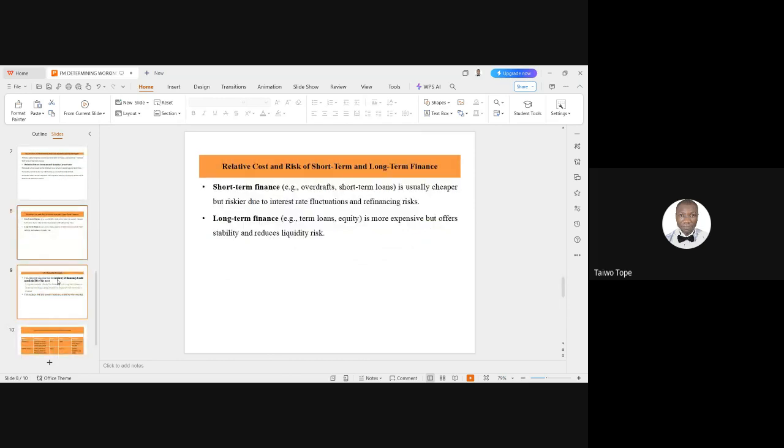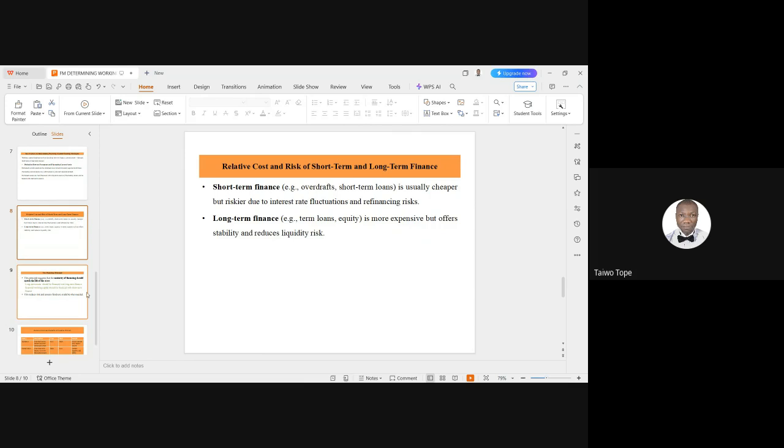Now, when we talk about the permanent current assets, the minimum level of current assets a business needs to operate continuously is the permanent current asset, such as the baseline inventory and receivables that are always present. For example, a bakery always keeps flour and sugar on hand, regardless of season. While when we talk about the fluctuating current assets, these are assets that rise and fall with business cycles or seasonal demand. For example, an ice cream producer builds extra inventory in summer but reduces it in winter.